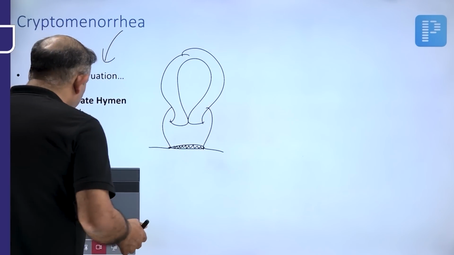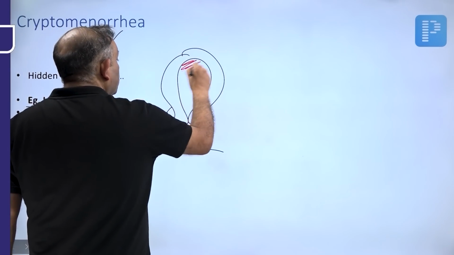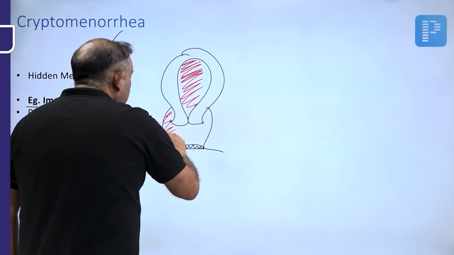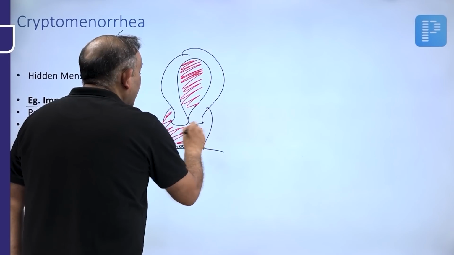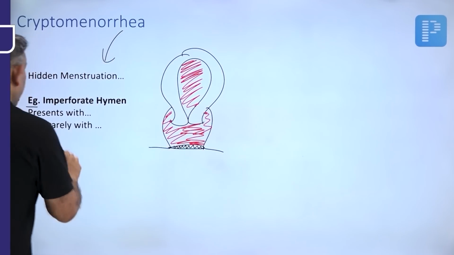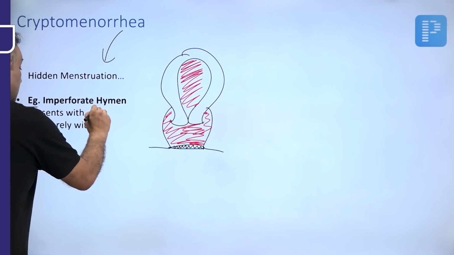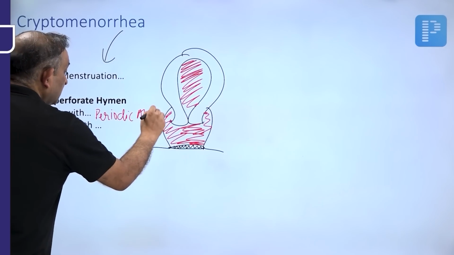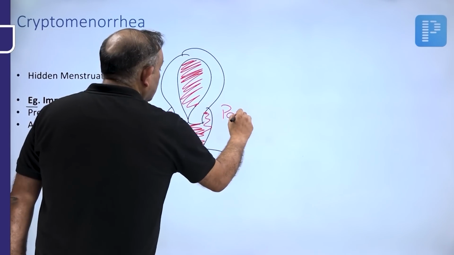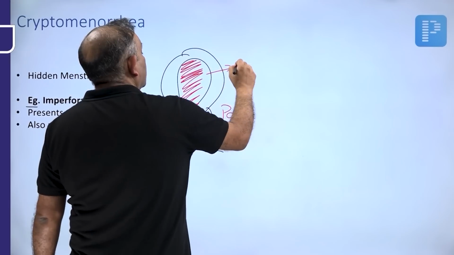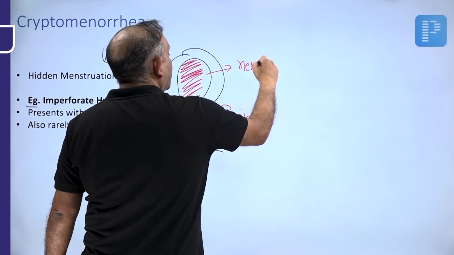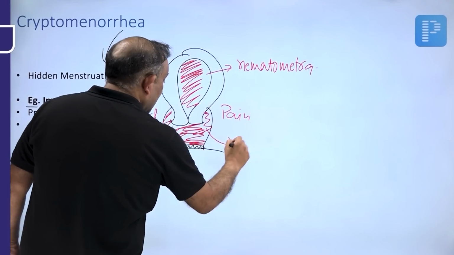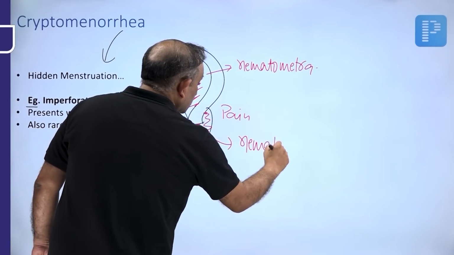So in this patient there will be a distended uterus with menstrual blood. Now this menstrual blood which collects here, the patient will come to you with periodic abdominal pain, because of this blood in the uterus, hematometra, and blood in the vagina, hematocolpos.